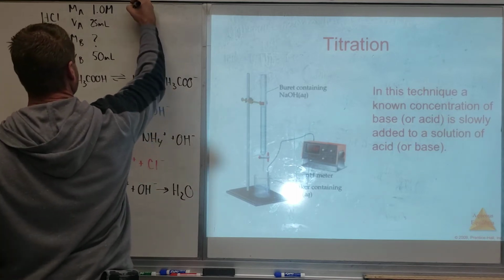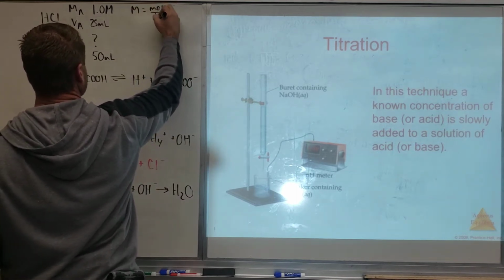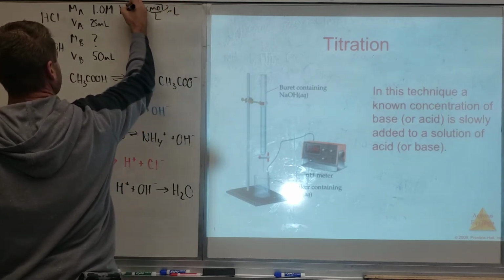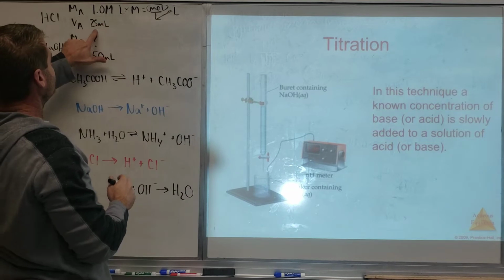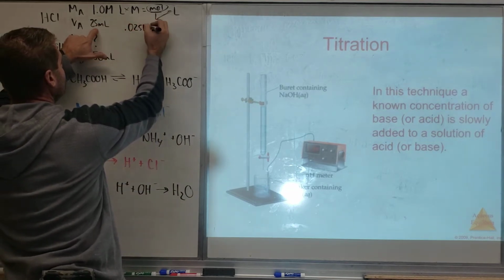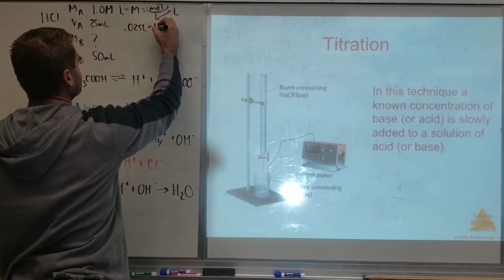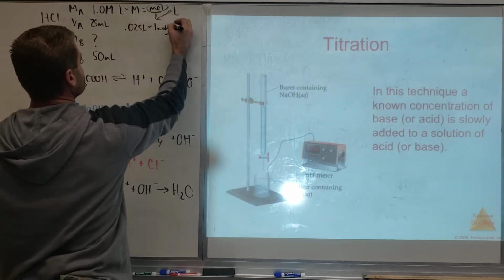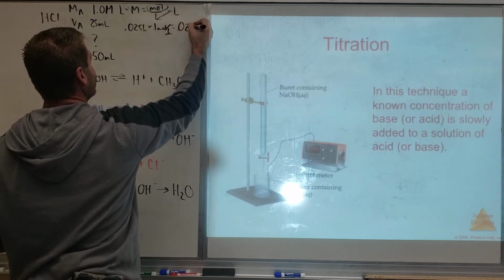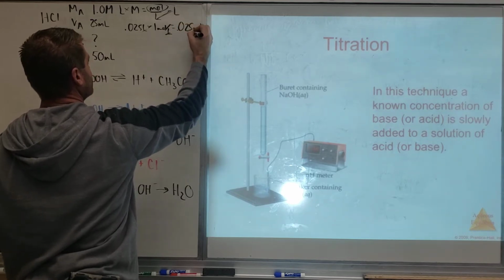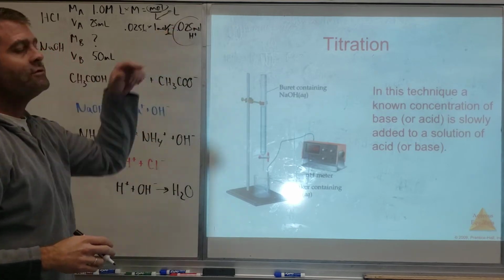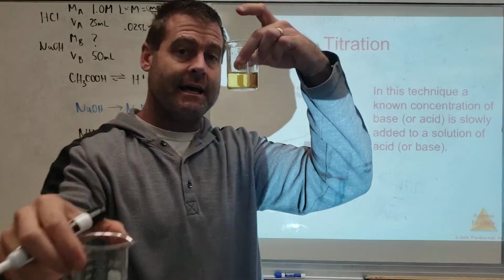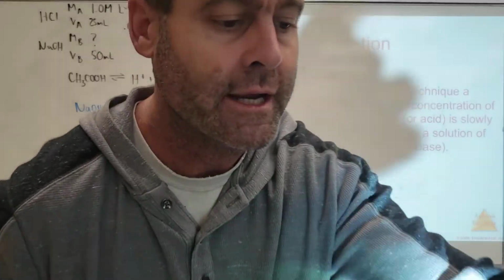Well, you should remember from our molarity equation, molarity is moles per liter. If I know the molarity and the volume, I can get the moles by multiplying both sides by liters. That's 0.025 liters times the molarity, which is 1. And molarity means moles per liter, which is why the liters cancel out. So what did I figure out? I added into that solution 0.025 moles of H+. That is the amount of H+ ions that I added to this solution.